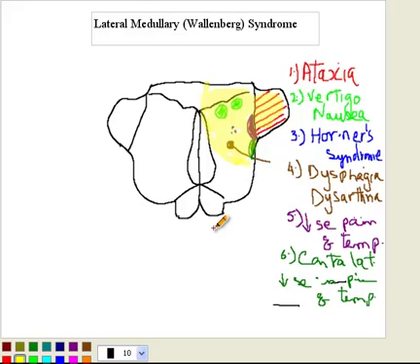Lateral medullary syndrome is more than that. There can be other symptoms, but those are relatively uncommon. Some patients can get hiccups, and some patients can have problems with their smooth pursuit and saccades.